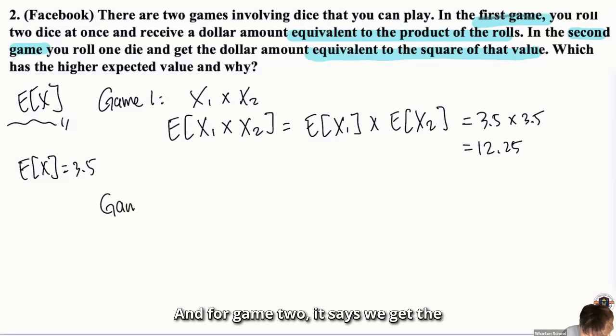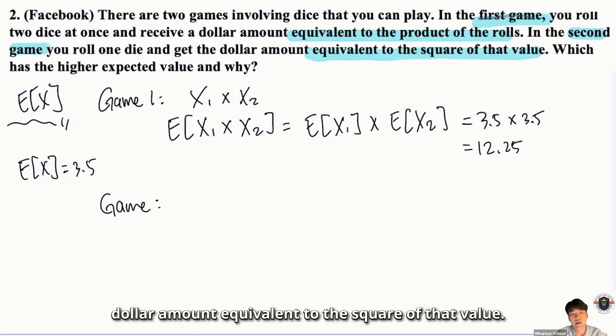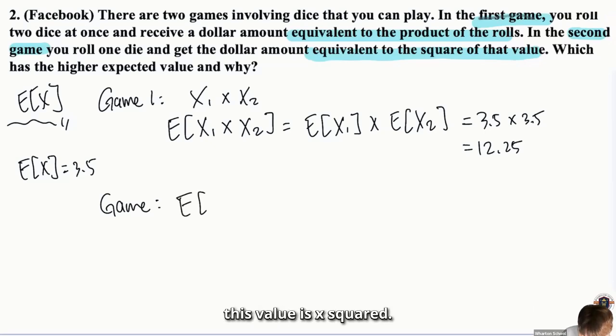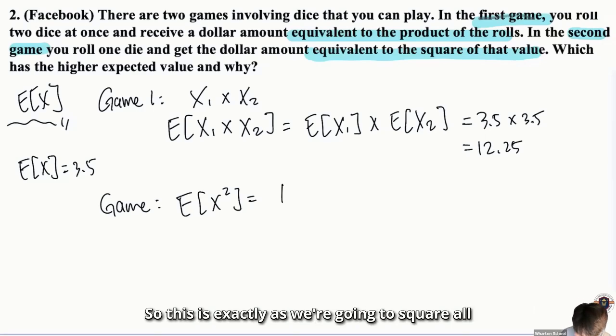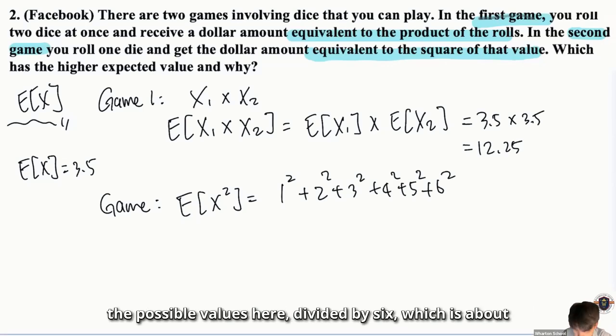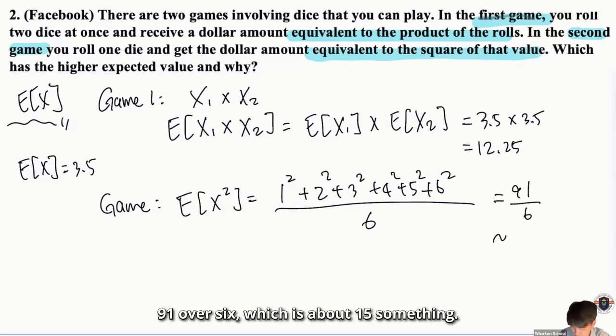And for game two, we get the dollar amount equivalent to the square of that value, so x squared, right? This is calculated by finding the average of the squares of all the possible outcomes. So we're going to square all the possible values and divide by 6, which is 91 over 6, about 15 something, right?